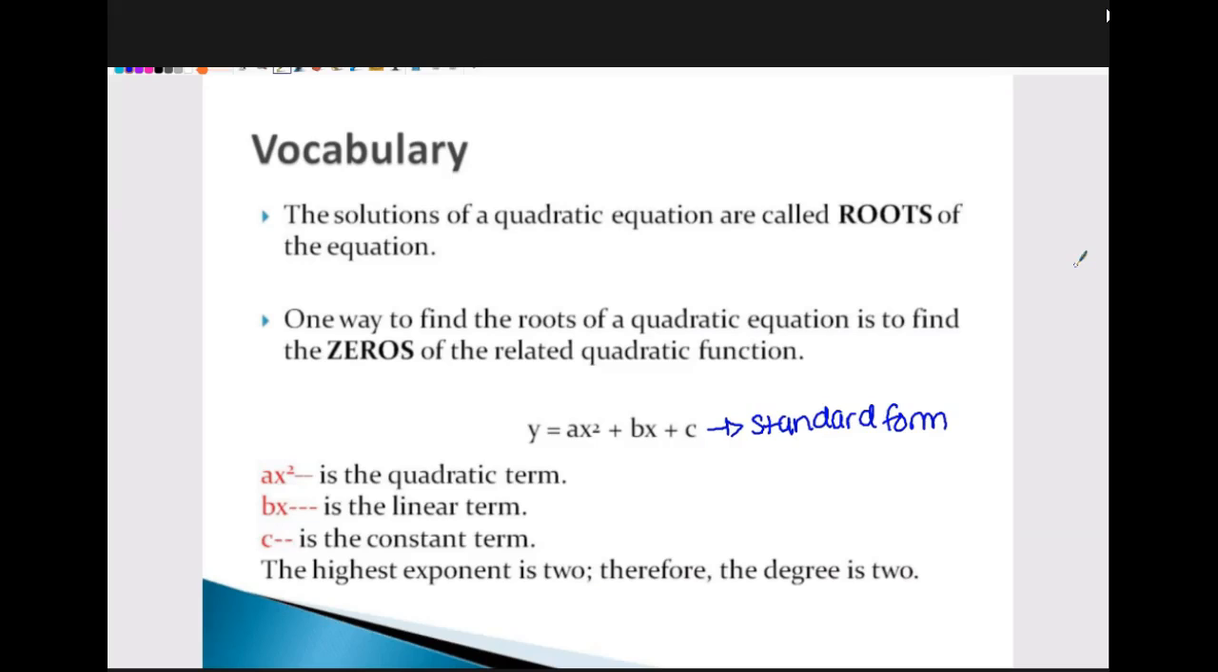The ax squared is what makes it a quadratic. We refer to that as the quadratic term. Bx is the linear term, and c is the constant term. The highest exponent is 2. Therefore, we call this a degree 2.